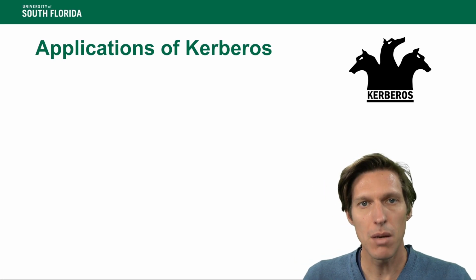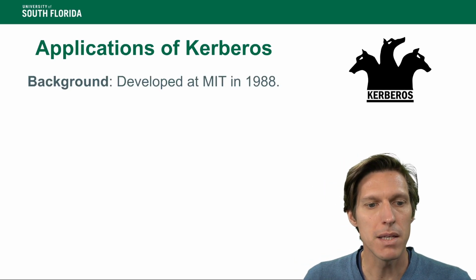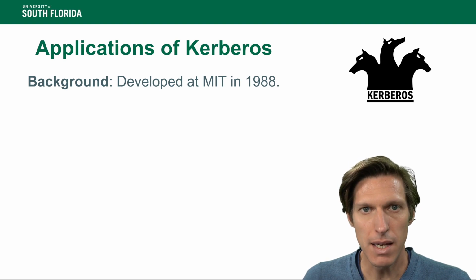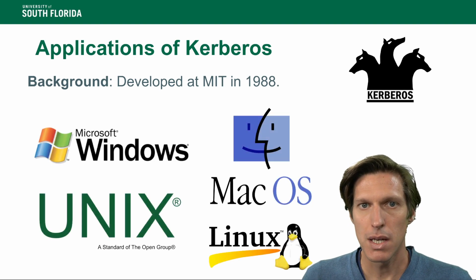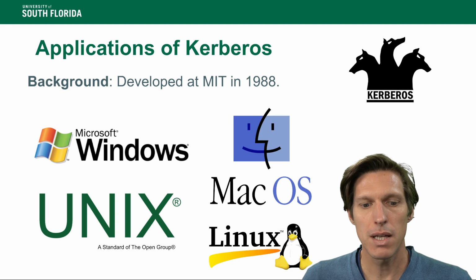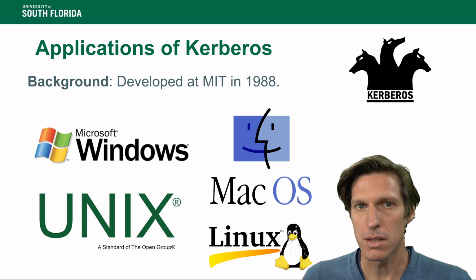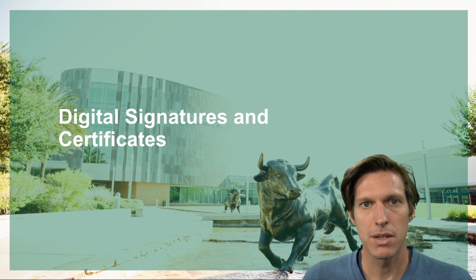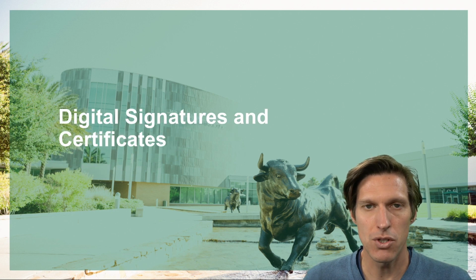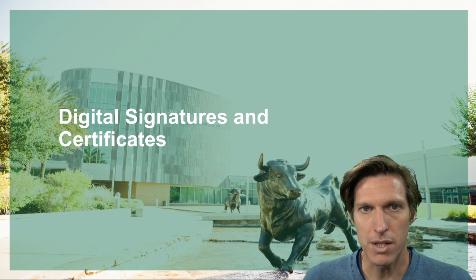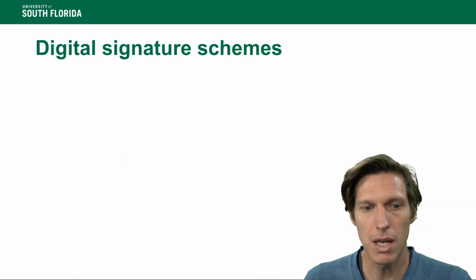So Kerberos is used in many operating systems. It was developed by MIT in 1988, and since then it's been used in some of the most popular operating systems in the world. So it's a very classic protocol. Now let's talk about digital signatures and certificates, which are another way that we can use trusted third parties in order to initiate communications.